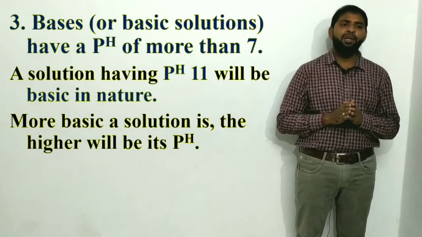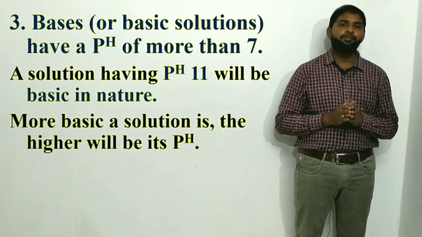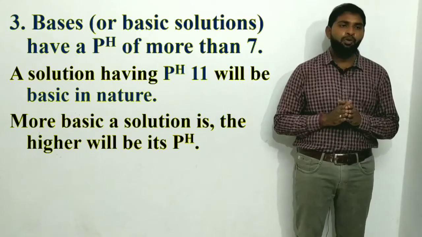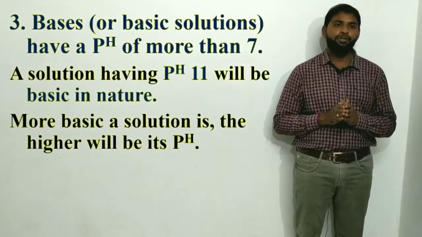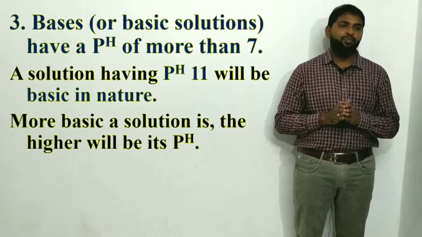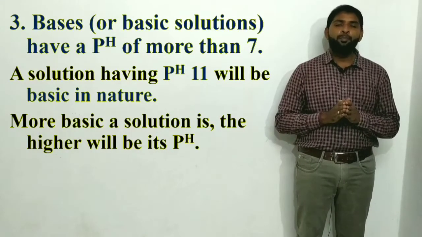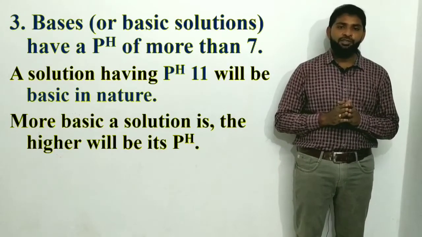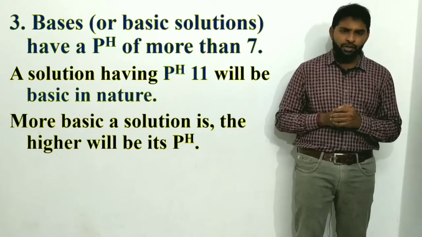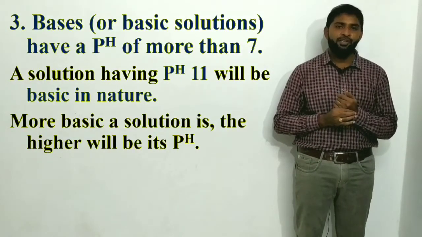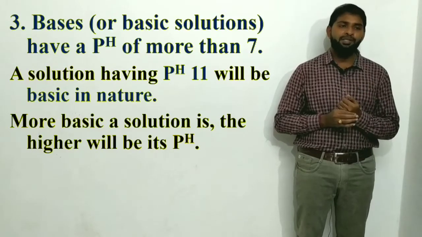Rule number 3, bases. Bases or basic solutions have a pH of more than 7. A solution having pH 11 will be basic in nature. So if any solution has a pH value of more than 7, it has basic nature. They are considered as bases.